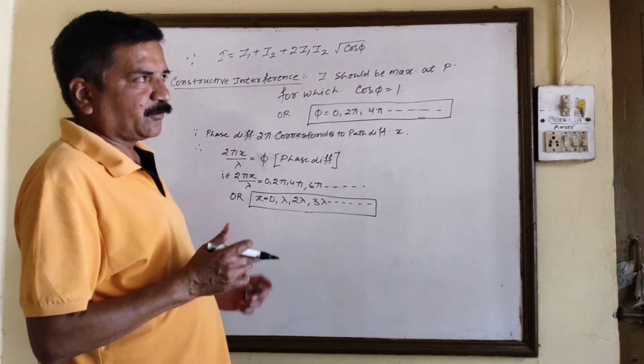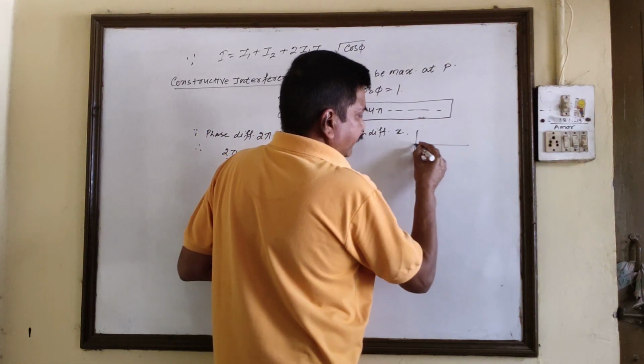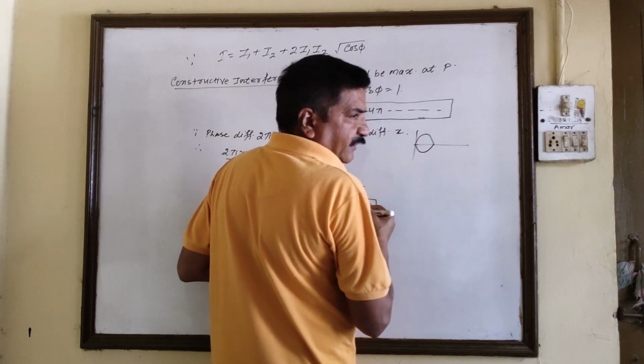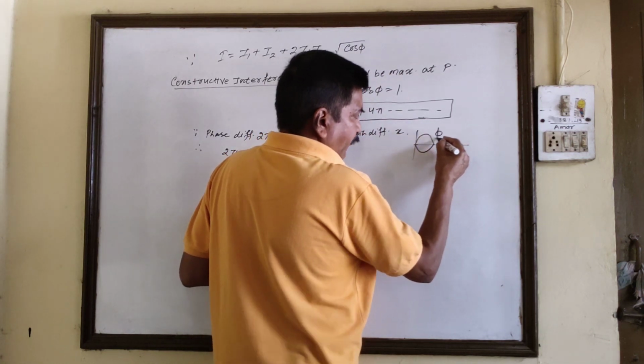Phase difference, I told you. Phase difference means this: one wave is starting in this way, another wave is starting in this way. There is a phase difference. That is the phase difference which is denoted by phi.